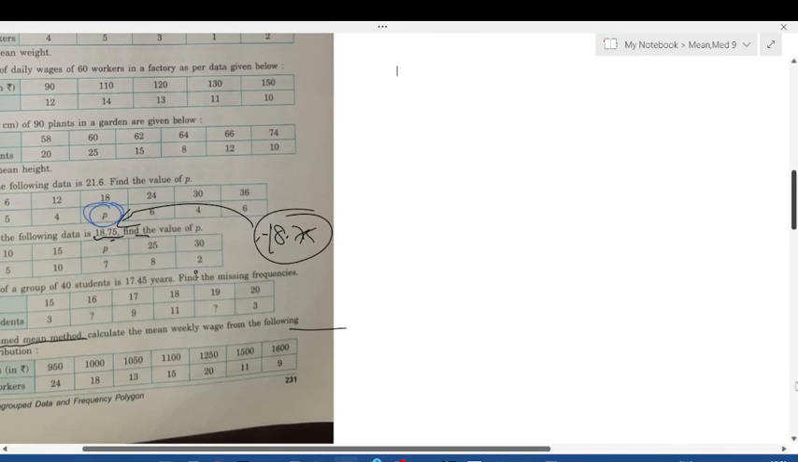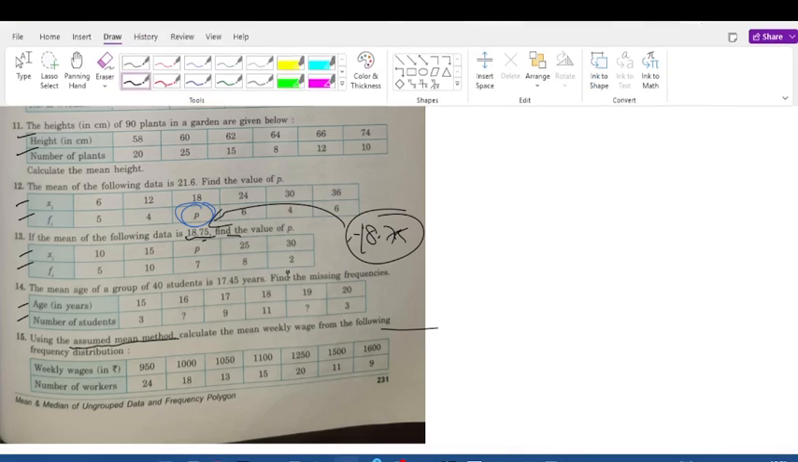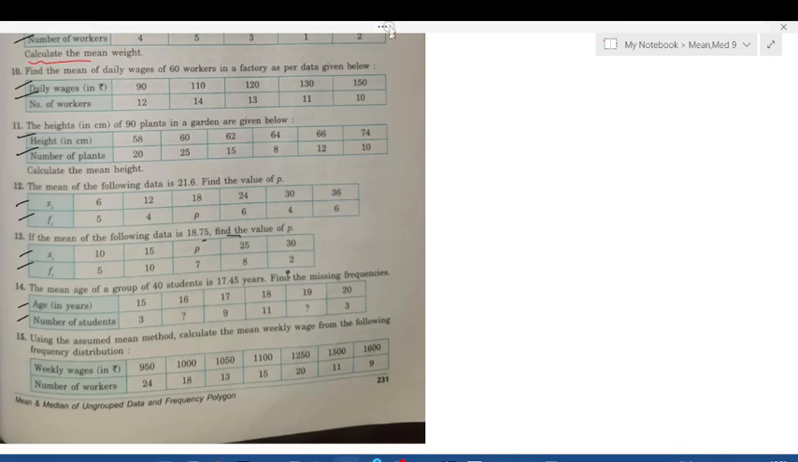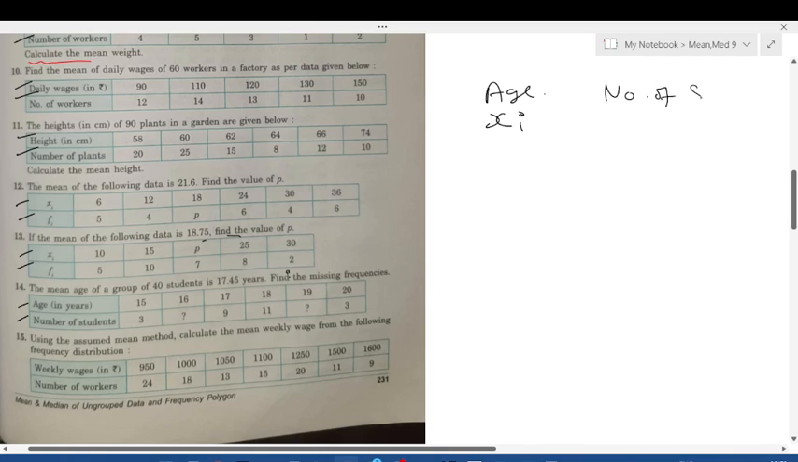Now, Ananya, you tell me this. Look at the 14th question, Ananya. How many rows, how many columns are there? Be quick, Ananya. 14th question. There are 2 columns, right? 2 rows are there. Yeah, 2 rows. What should we take the rows as? Number of students you have to take it as. What are the xi values? Let me write it. 15, 16, 17, 18, 19.